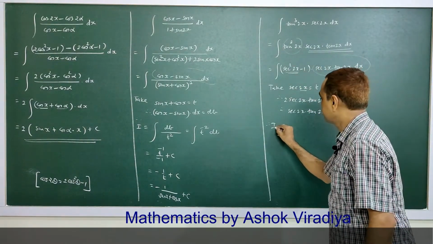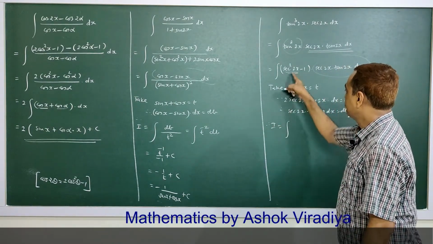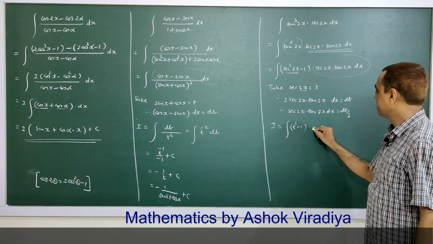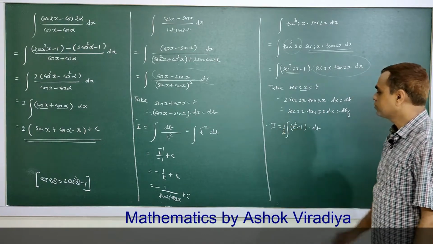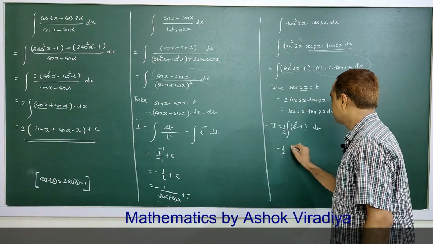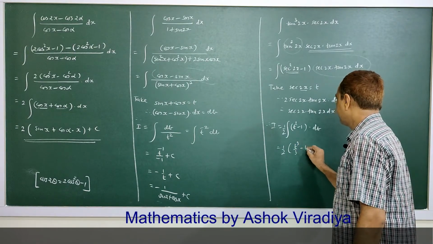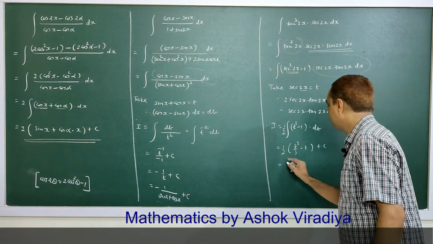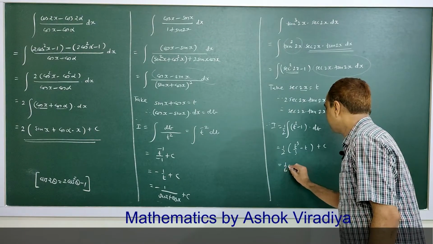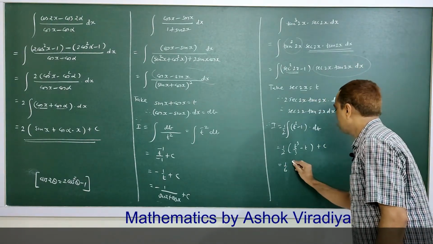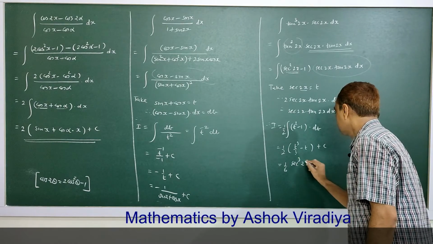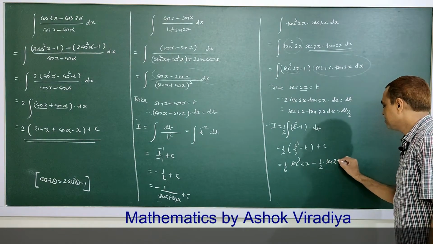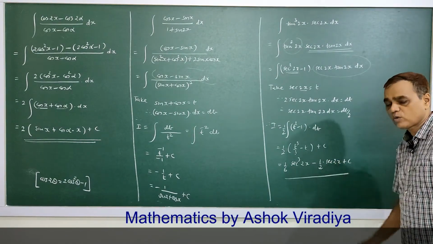So integral is, putting here t, this is dt by 2, so dt keep inside, 1 by 2 keep outside. So 1 by 2 times, this is t cube by 3 minus t plus c. Now putting value of t, 1 by 2 into 3 is 1 by 6, t cube, that is sec cube 2x, minus 1 by 2 into t, t is sec 2x plus c. So this is required integral.